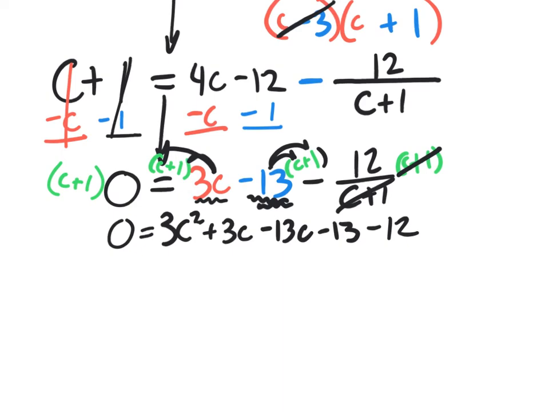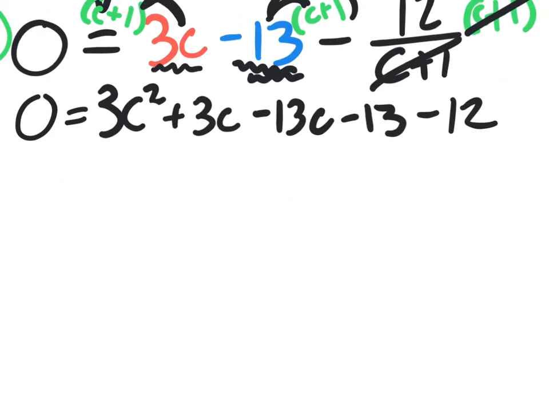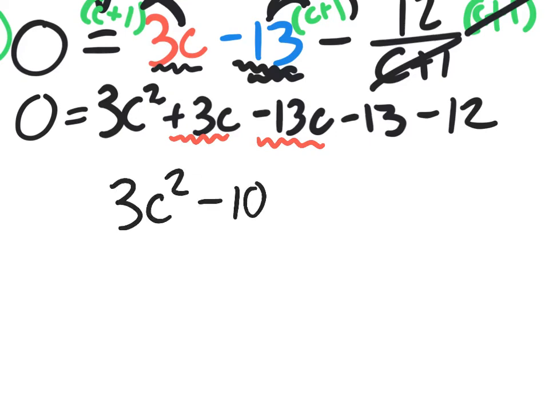Let's simplify this by combining like terms, all right? So I'm going to combine the positive 3c with the negative 13c, giving me negative 10c left over. So I really have 3c squared minus 10c, and then I might as well combine the negative 13 with the negative 12, giving me negative 25. All right, so we have a quadratic trinomial set equal to 0, but instead of putting the equal to 0 on this side, I'm going to put it on the other side.